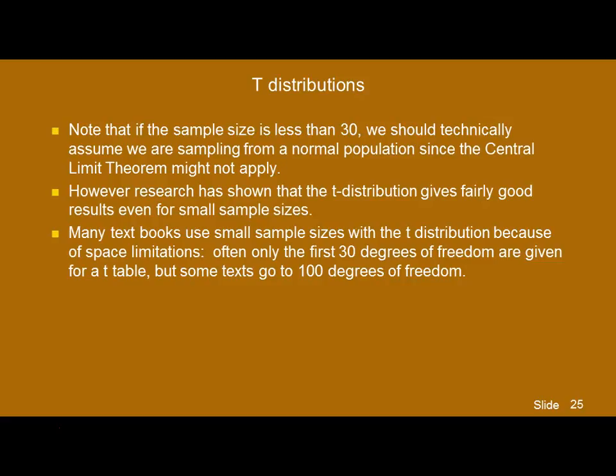One of the things that you can do with computers these days is have a computer randomly generate a population of numbers and then have it take samples of different sizes and apply the formulas that we're giving you, that is, calculate the mean and standard deviation, and see how good your interval estimates would be. And as I said, the t-distribution gives fairly good results.